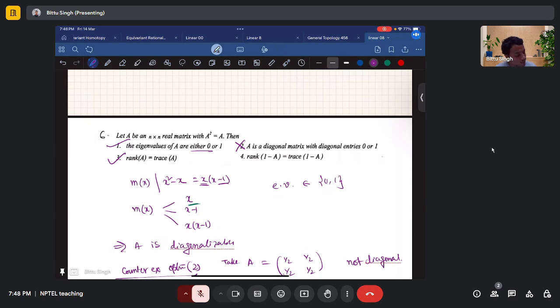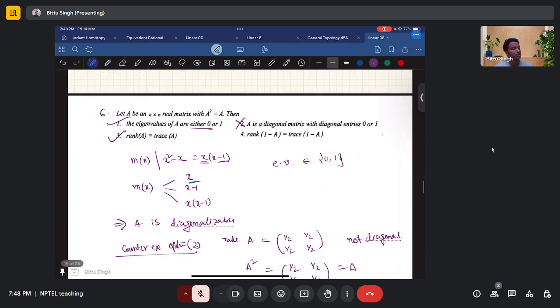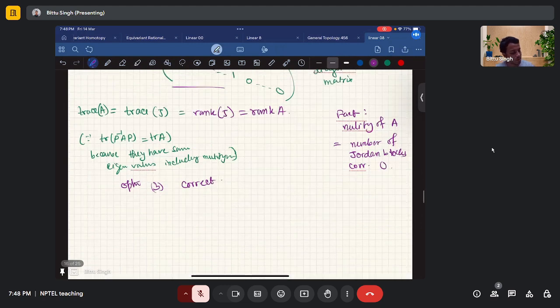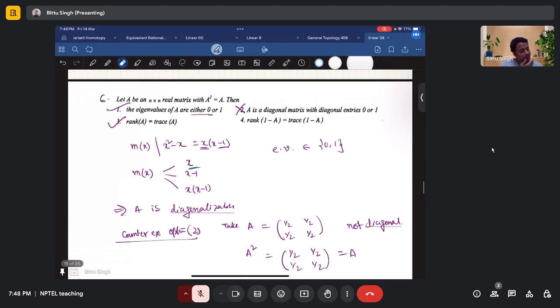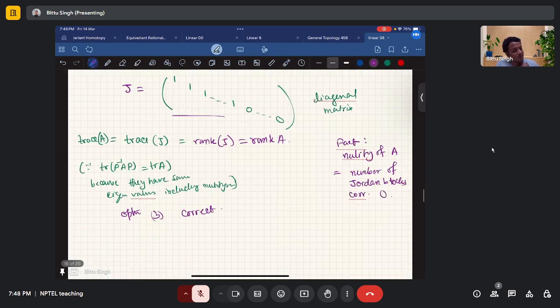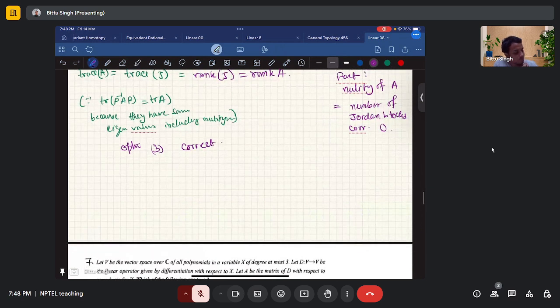Now we need to see whether the rank of I minus A and the trace of I minus A are the same or not. If somehow we can prove that I minus A also satisfies the same criteria, that I minus A whole square equals I minus A, then by the same reason, just replace A by I minus A, and it will be true, right? So we'll prove that I minus A satisfies the same criteria.